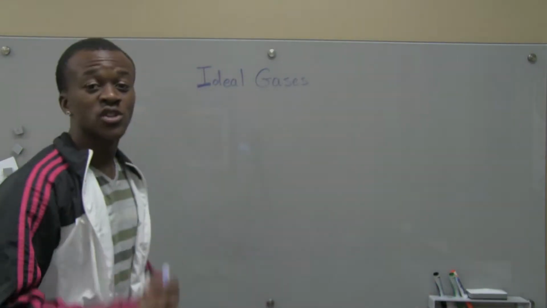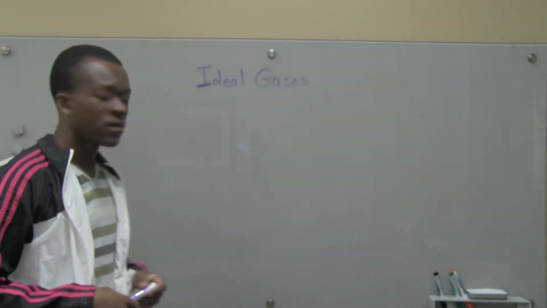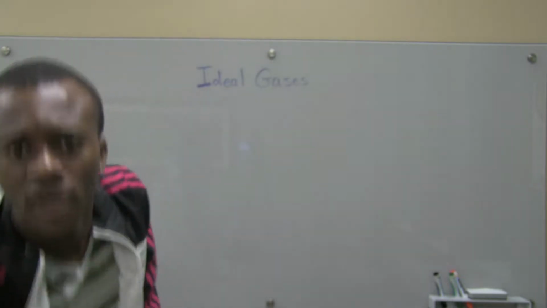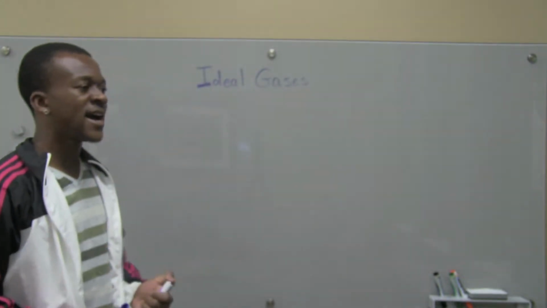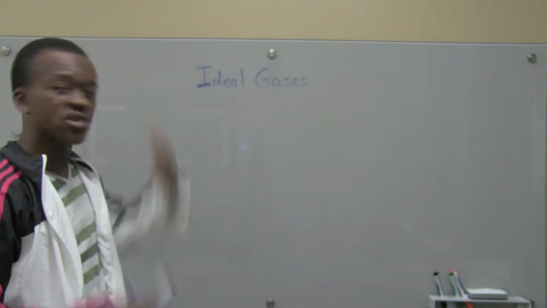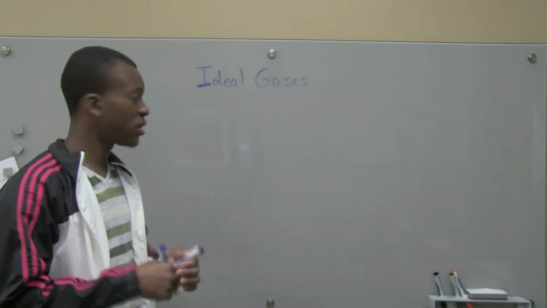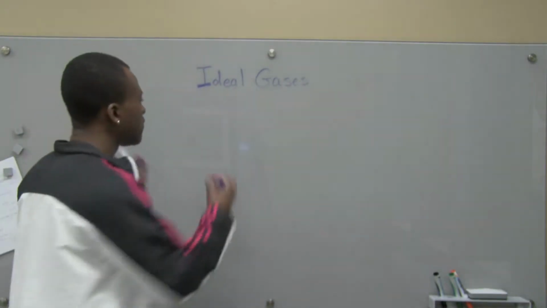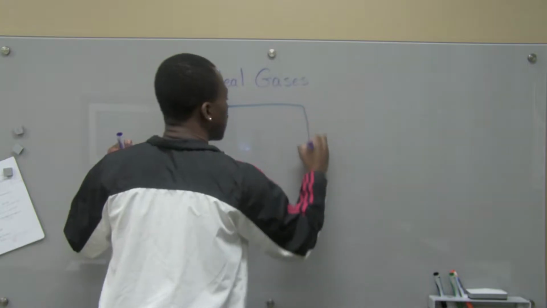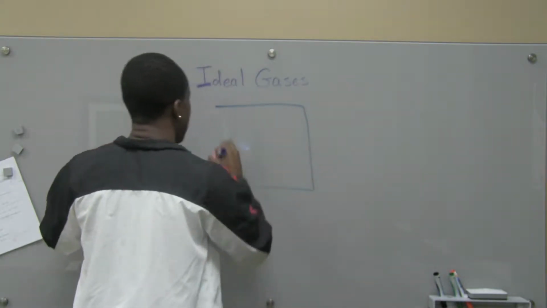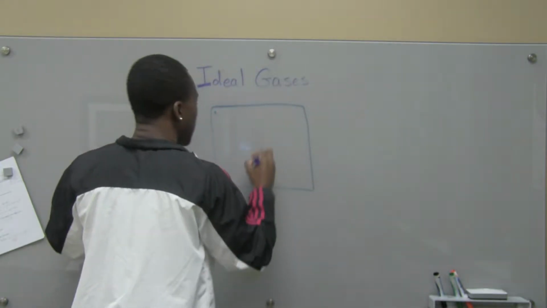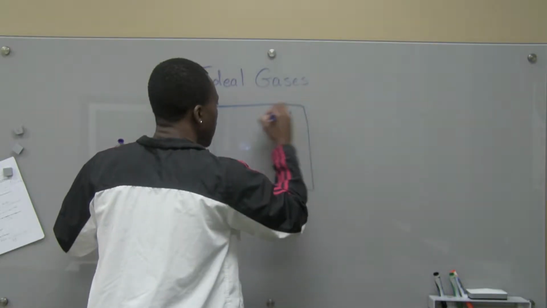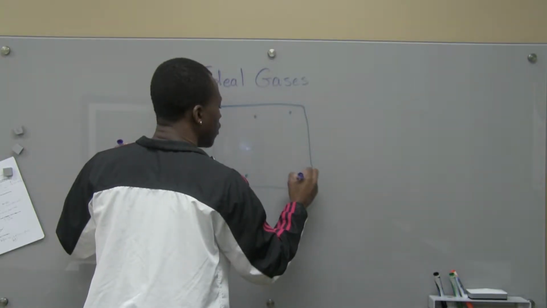Hey everybody, so today we're talking about ideal gases. Now what is an ideal gas? An ideal gas is basically just a gas where the molecules are so far apart that they don't interact with each other. So we can imagine, on an exaggerated scale, a container where we have a few gas molecules and they don't interact with each other at all.